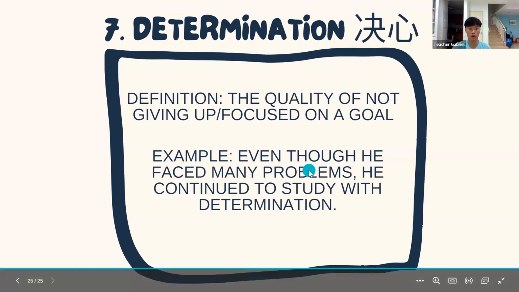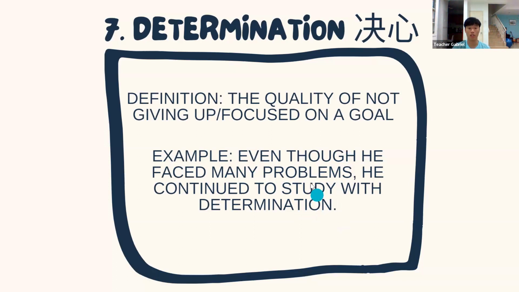Okay, example: Even though he faced many problems, he continued to study with determination. So even though 他 face 很多 problems, 有东西来可能突然他的朋友跟他吵, 还是可能 even if he got into an accident, 他还去下定决心要去读书. Right, so even if he has a lot of problems, he still continued, even 他可以 give up 的时候他没有去 give up, that's called determination.